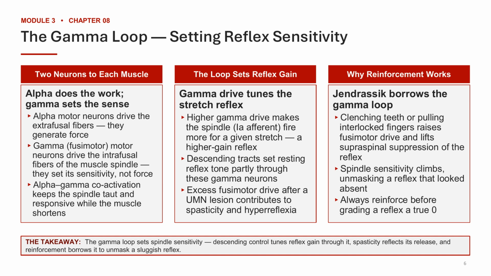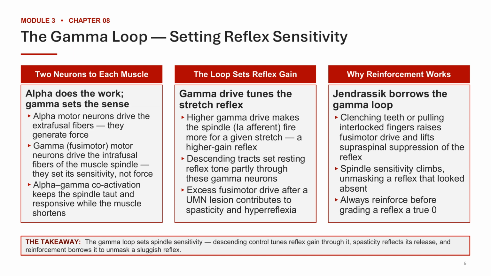The gamma motor neuron goes somewhere quite different. It innervates the intrafusal fibers inside the muscle spindle. It produces essentially no force. What it does is set the sensitivity of the sensor. Think of the spindle as a microphone listening for stretch, and gamma drive as the gain control on that microphone. Turn the gain up, and the same whisper of stretch produces a much louder signal in the IA afferent. Turn it down, and the same stretch barely registers.